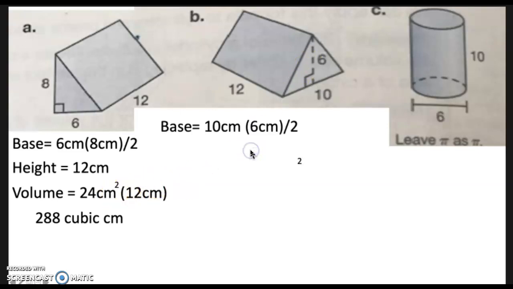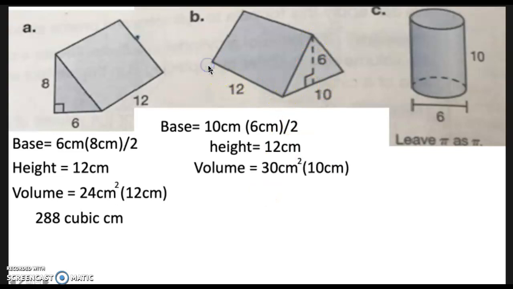Okay, let's look at our next one. So our base shape, right, is a triangle. So it's going to be 10 times 6 divided by 2. The height of this is 12. So our volume is going to be 30 centimeters squared, because that's the area of our base, times our height of our shape. Oh, sorry.